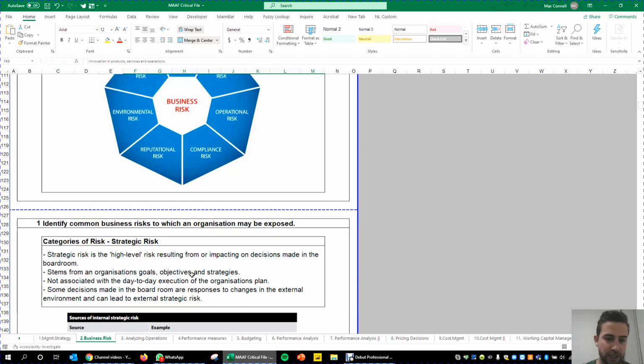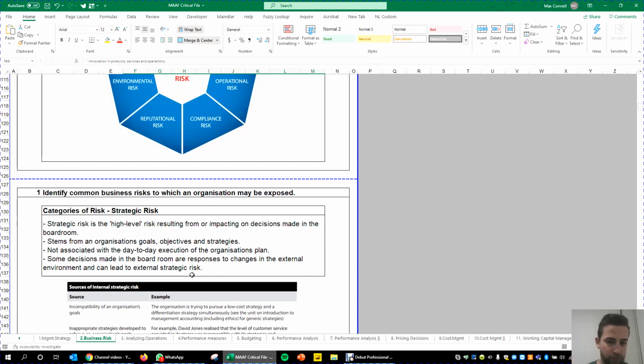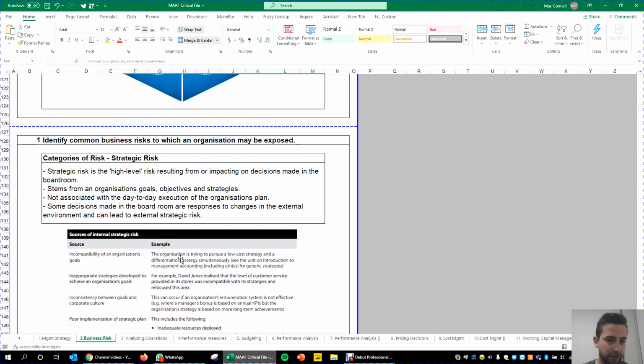So strategic risk is very high level. So it's something that results from or impacts on decisions made in the boardroom. So, very top level to do with where the business is heading, where it's achieving goals, objectives, etc. So it's not related to day-to-day stuff. It's not at the small level. It's very high level at the board level.